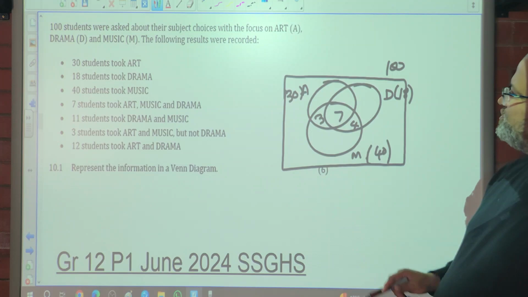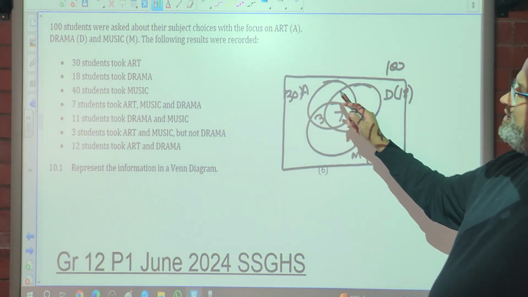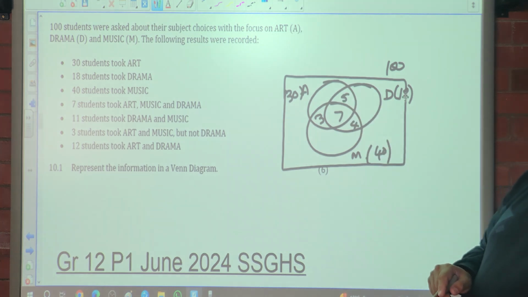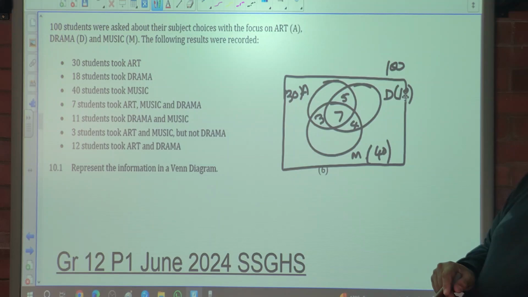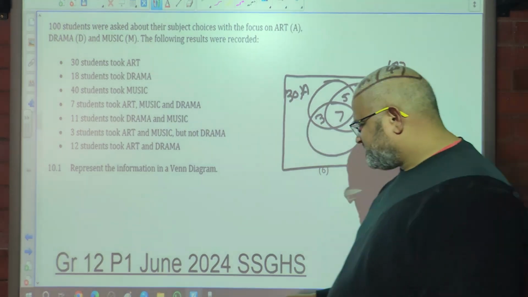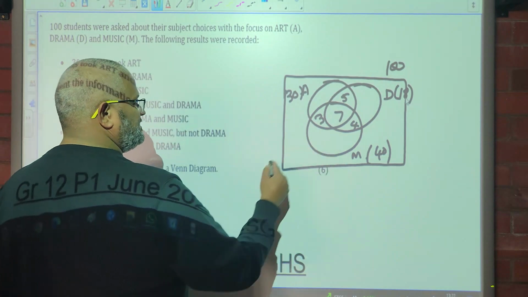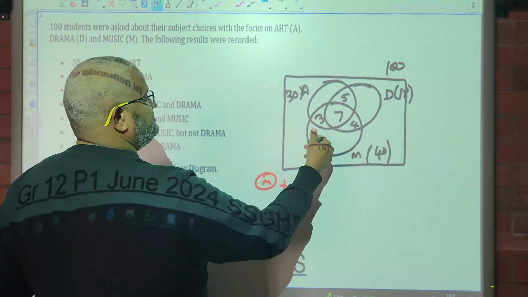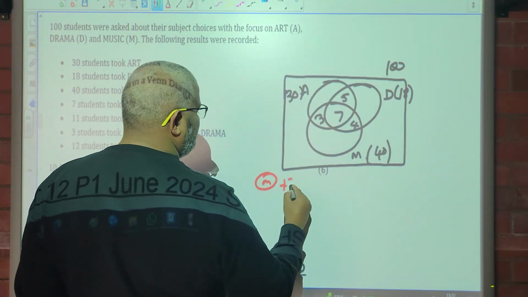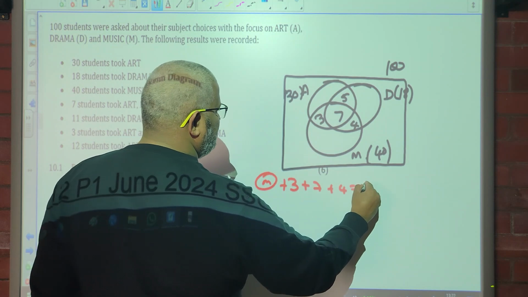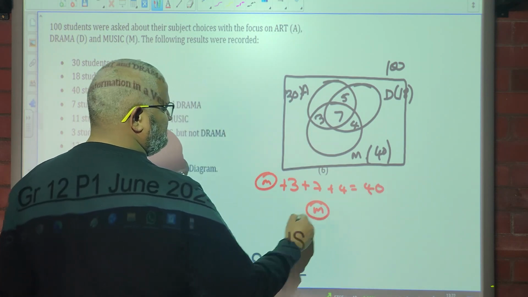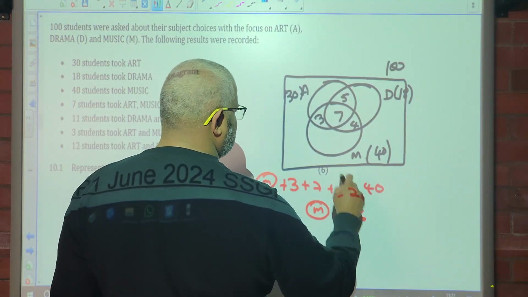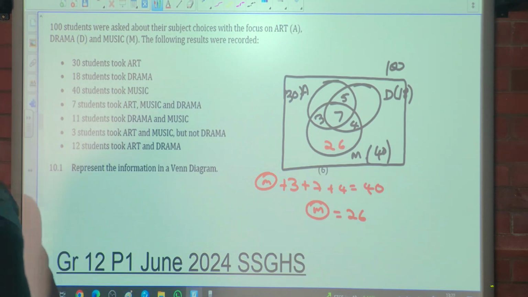12 students took art and drama. Art and drama 12, of which 7 is accounted for. So I'm left with 5. Represent the information in the Venn diagram. So we have to fill in the missing values. We know that this open space for music, this part of the subset, is blank. We're going to calculate that. So it's 3 plus 7 plus 4 plus the blank equals 40. So the blank in music is going to be 40 minus 14, which is 26. So 26 takes music only.